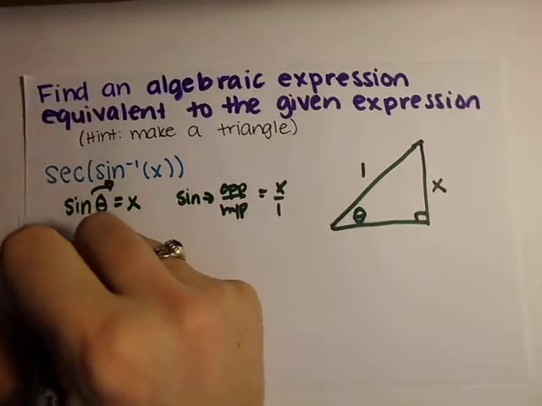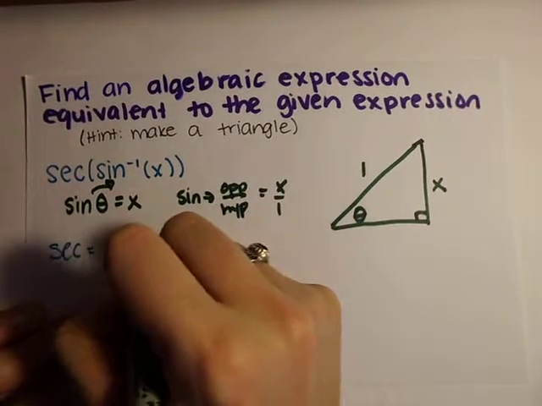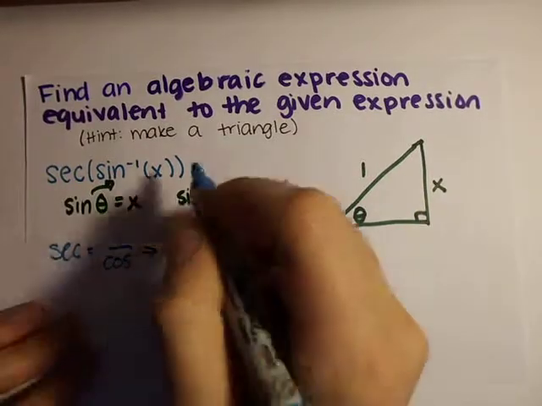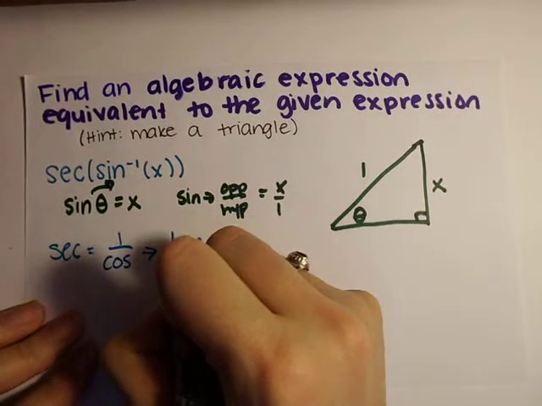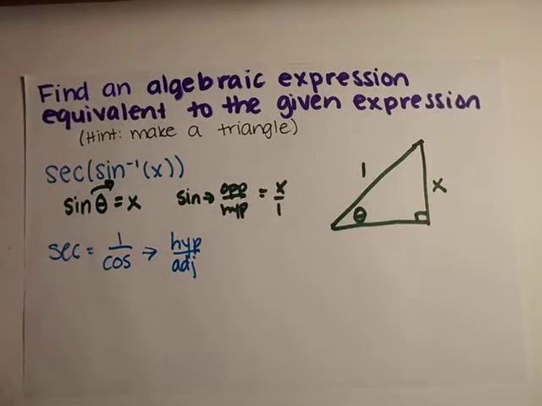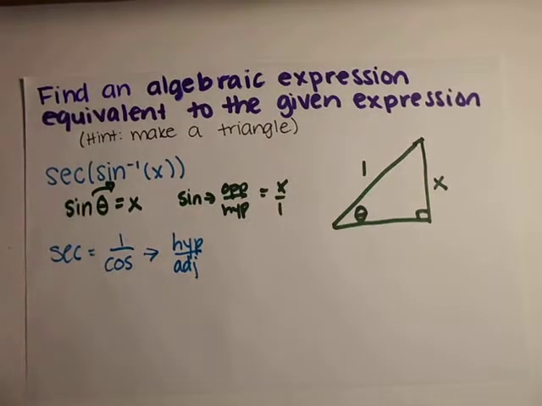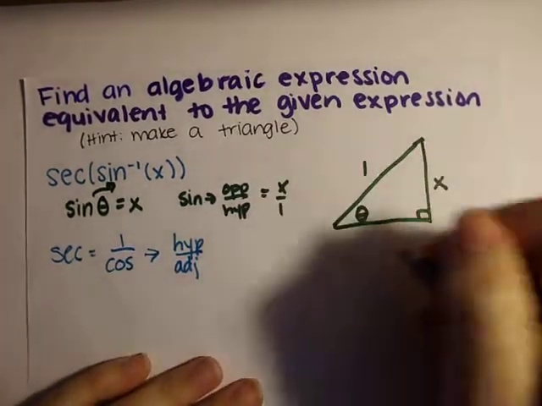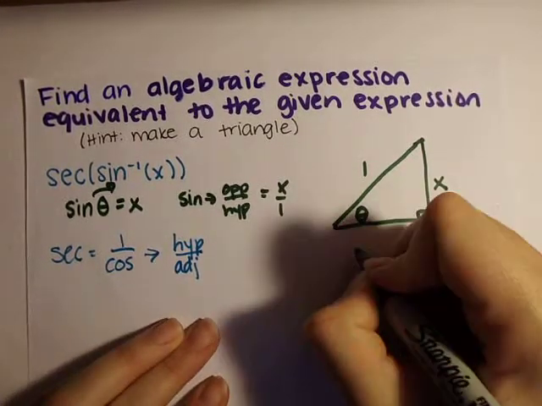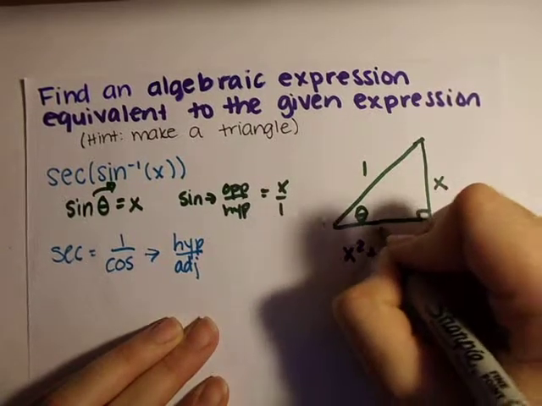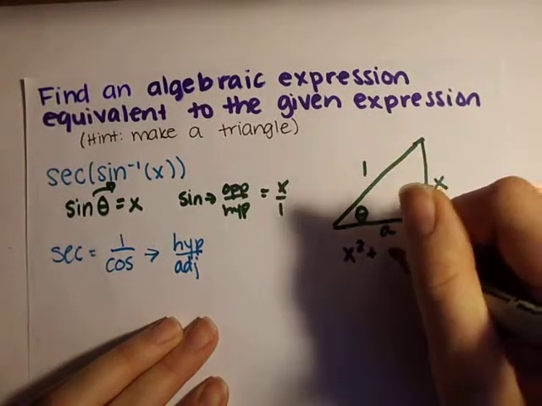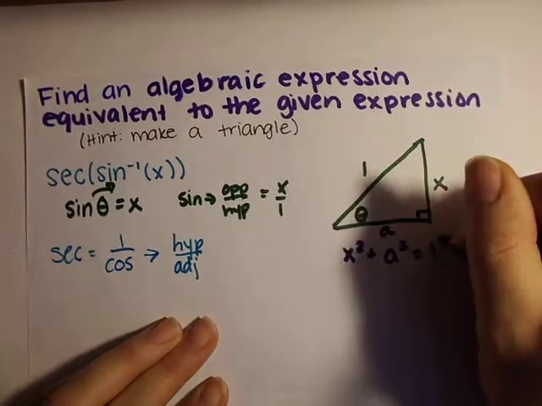We know from our trig identities that secant is 1 over cosine. So for our sides, that's going to be hypotenuse over adjacent, the reciprocal of the cosine relationship. So hypotenuse over my adjacent side, which I don't have yet. So I have to do a little bit of algebra to find it. Let's look at that here. I can use the Pythagorean Theorem to find that missing side. So I have x squared plus this missing side, I'll call it a, squared equals 1 squared.